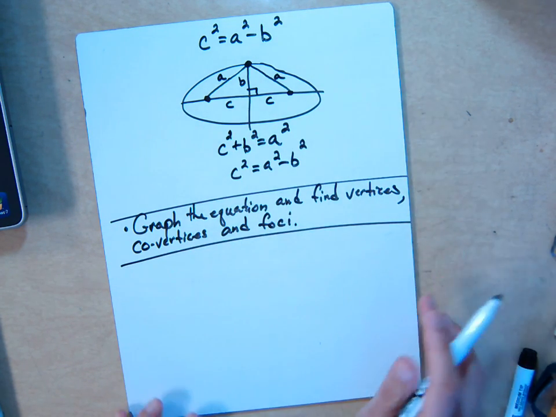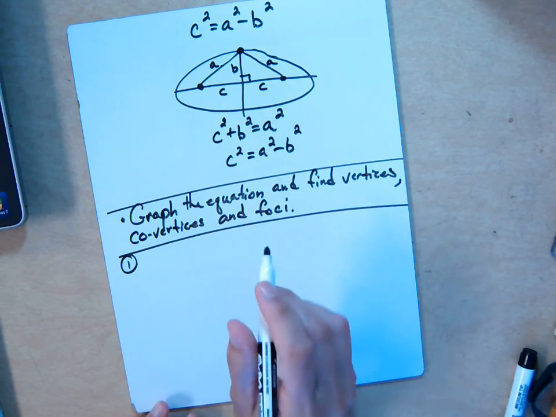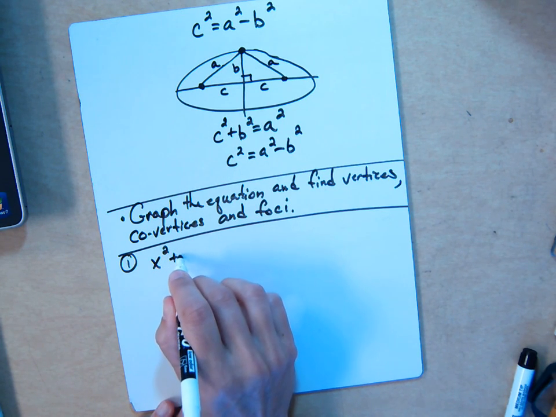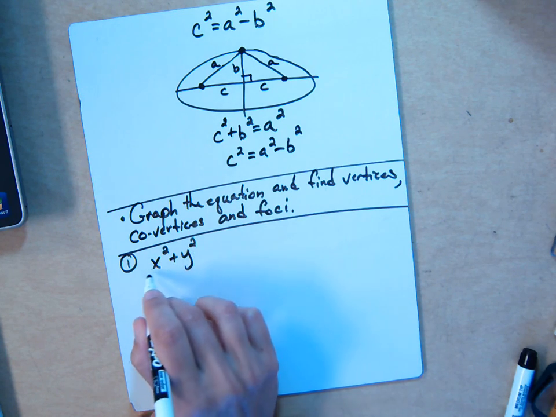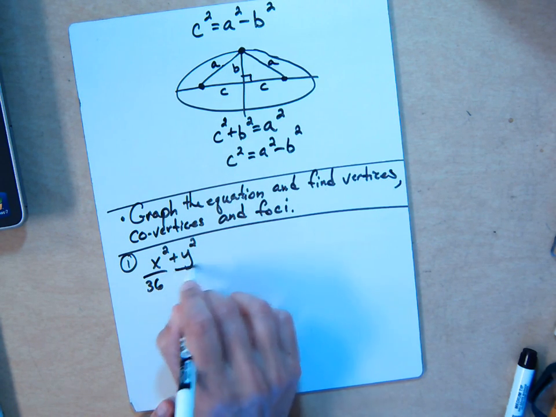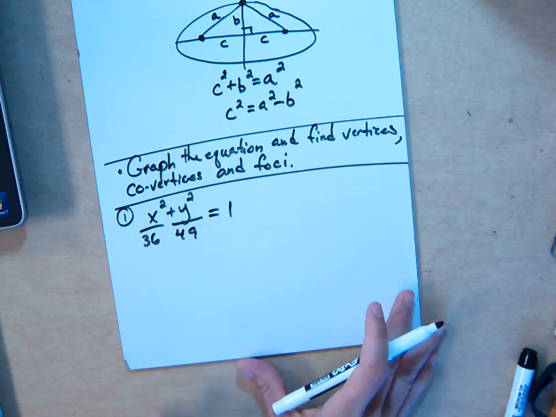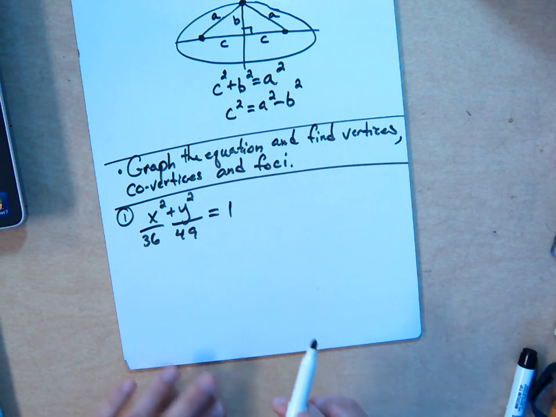That's your goal. Given the equation, you're going to do all those things. So first example is x squared plus y squared equals 1. Okay, so it will be helpful to you.